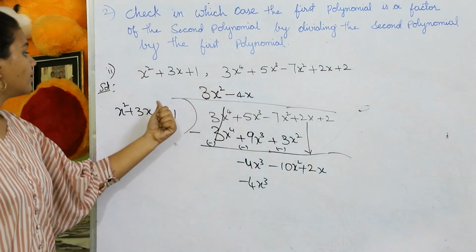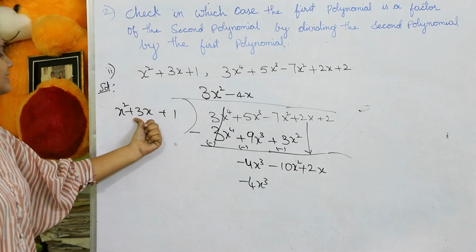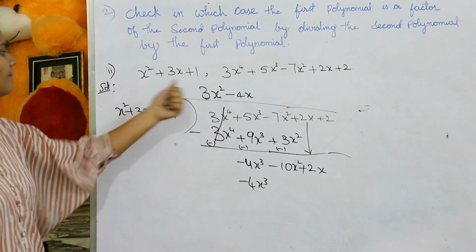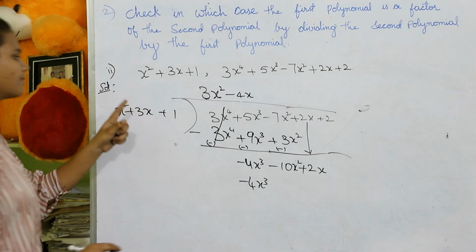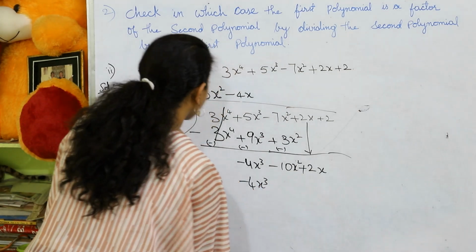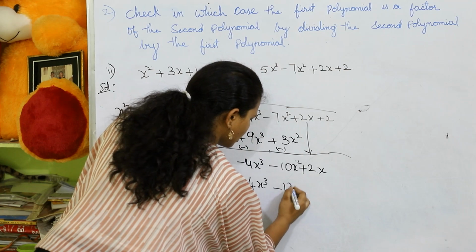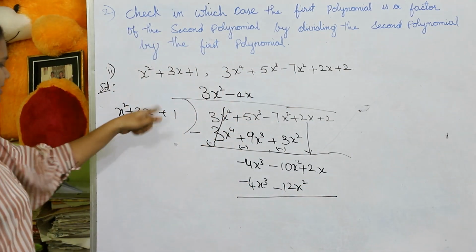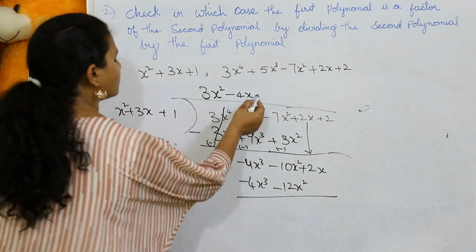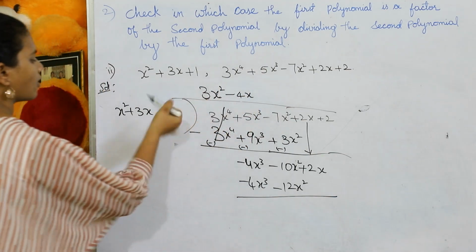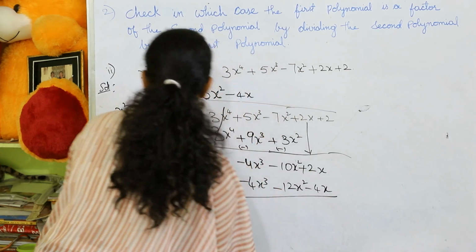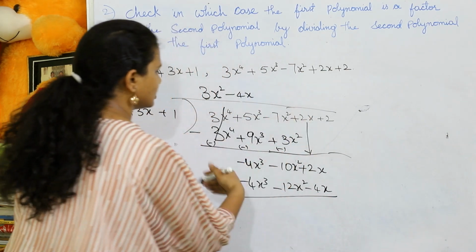Minus 4x into plus 3x. 4 threes are 12. Plus into minus is minus. So this becomes minus 12x square. Is it correct? Plus into minus 12x square. Very good. Now you go for the next one, where minus 4x, you have plus 1. This becomes, as it is, minus 4x. Okay, plus into minus is minus, so minus 4x.